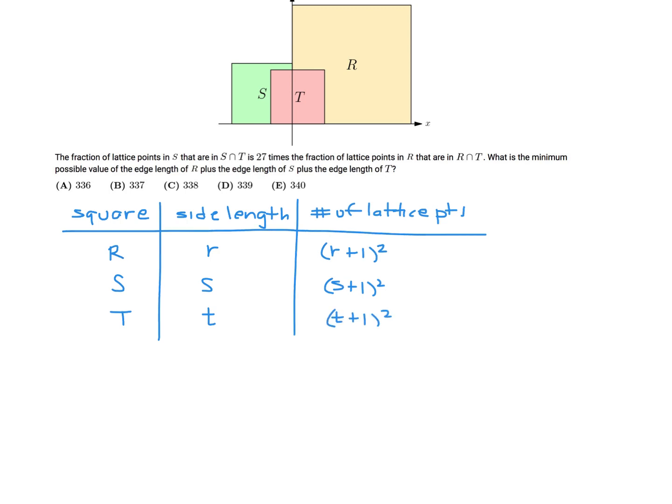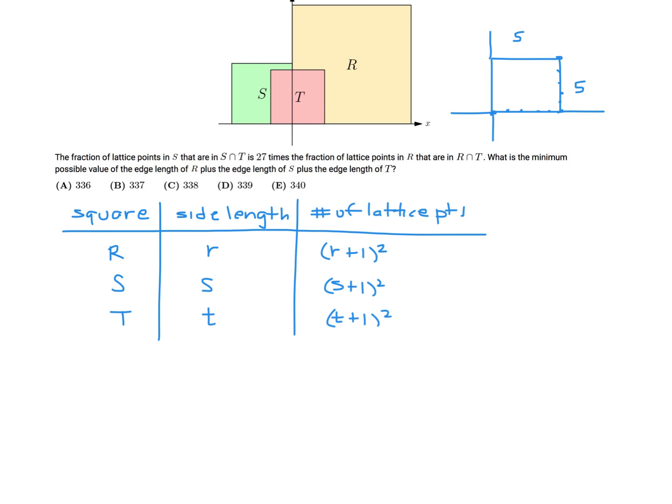Now, if you're not sure why, I'll just illustrate it. Let's say you had a 5 by 5 square sitting on the axis like this. Well, you have the points 0, 1, 2, 3, 4, 5. So notice we have 6 lattice points actually, because you have to include that 0. And similarly up on the top, it would be 0, 1, 2, 3, 4, 5, so 6 lattice points. That's why it's 6 times 6, and that's why we have to add that 1 there. So hopefully that makes sense.